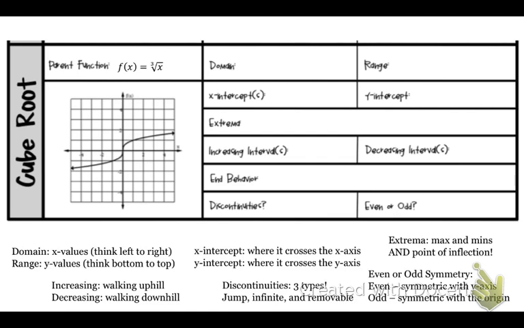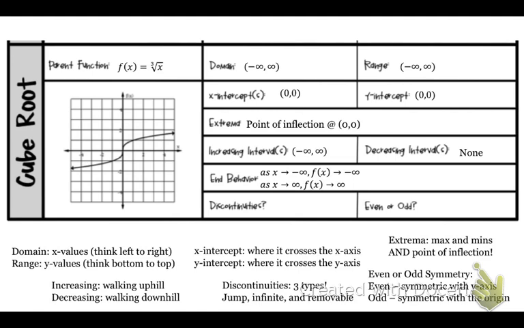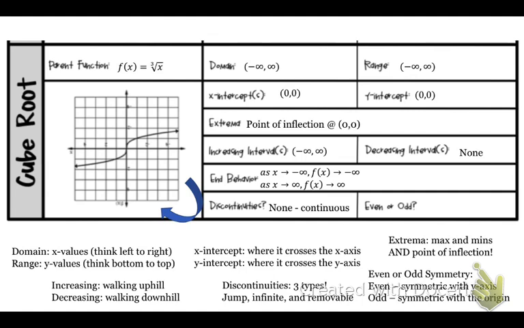Cube root, so f of x equals the cube root of x. Domain is negative infinity to infinity. Range is also negative infinity to infinity. X and y intercepts are 0, 0. Extrema, there's that point of inflection again at 0, 0. This is increasing the whole time, never decreasing. As x goes to negative infinity, f of x also goes to negative infinity. And as x goes to infinity, f of x goes to infinity. This is continuous, and if we rotate it, you get the same thing, so it is odd.